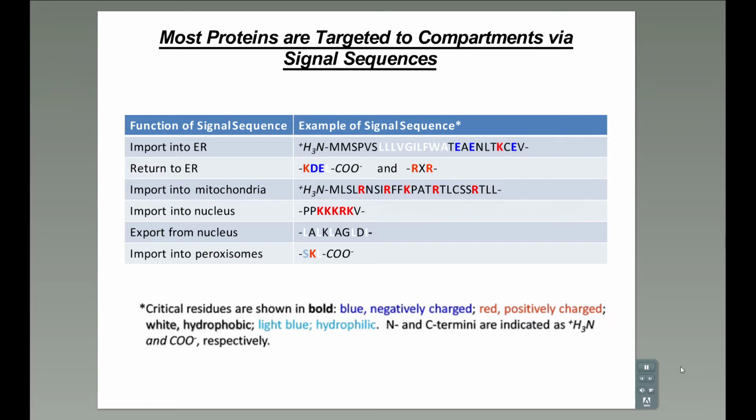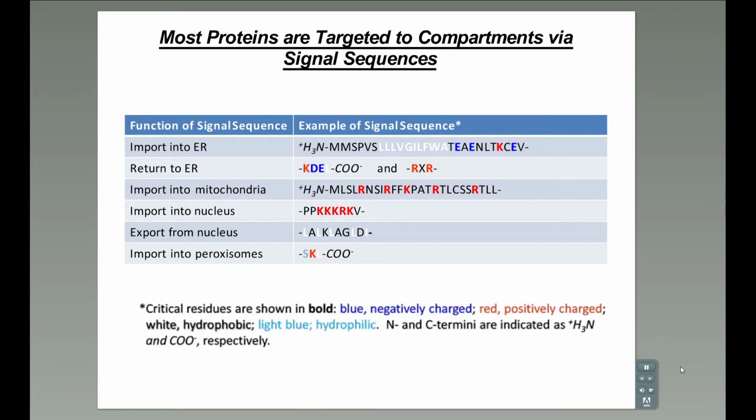This table shows a series of different types of signal sequences. For example, import into the ER, shown there, is a mostly hydrophobic sequence followed by a bunch of charges on the C-terminus. For return to the ER, or retrograde transport, there are two motifs shown there. Again, the list goes on.